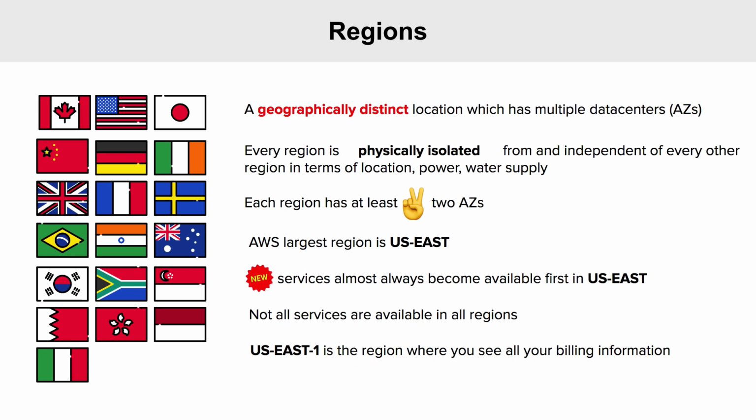The largest region for AWS is US East, which is North Virginia. New services almost always become available first in US East, and not all services are available in all regions. So if you definitely want to use a new feature or service via AWS, your best bet is to switch over to US East. And US East 1, which again is North Virginia, is the region where you see all your billing information.